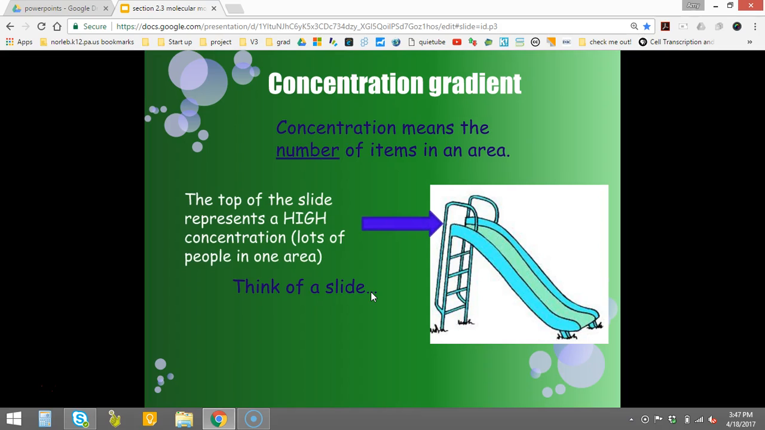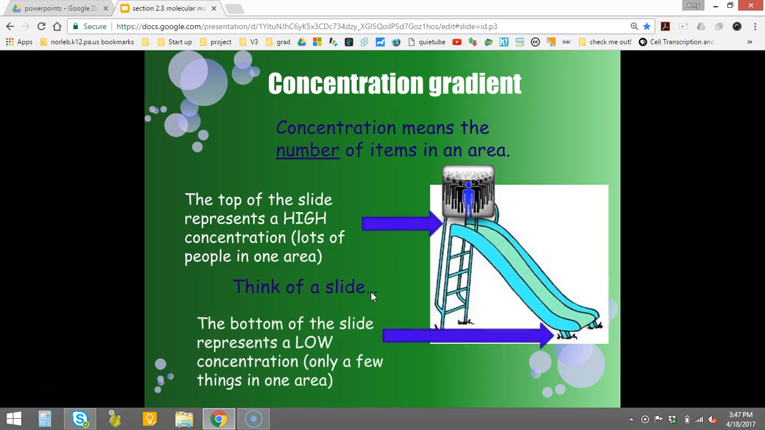At the top of your slide, label it high concentration. And I want you to draw a lot of something on the top of the slide. Either a lot of people or a lot of circles or whatever you want to draw at the top of the slide. Draw lots. The top of the slide represents our high concentration area. At the bottom of the slide, I want you to label that low concentration and put just one item there.